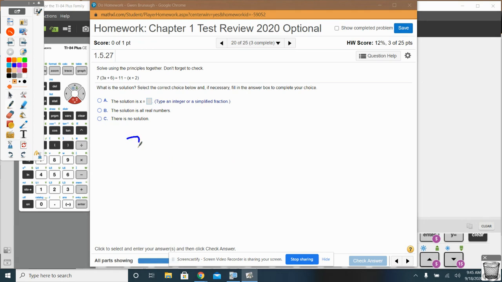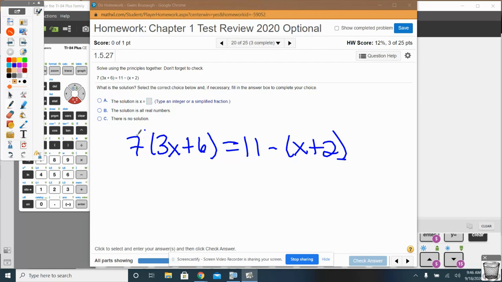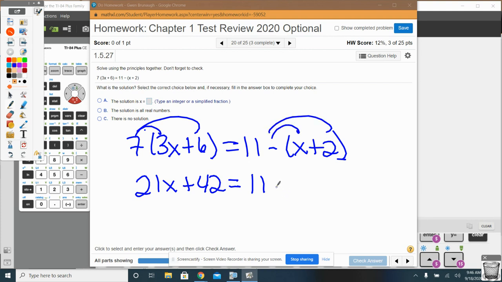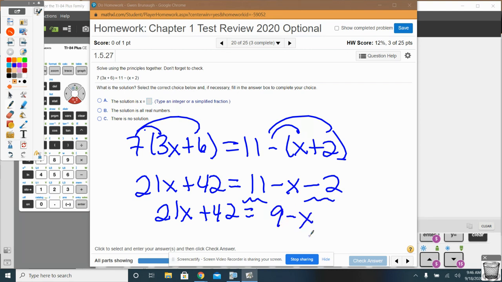Looking at this one, we will have to do a little bit more math on this one. There's some distributing and such. Definitely distribute here. So this will be 21x plus 42. A lot of you will mess this up. Subtract both pieces. So distribute the -1, which is a negative x, and a -2. So that's 21x plus 42 equals, the 11 goes with the -2. That's a 9 minus x. I'm going to go ahead and add x to both sides. So I have 22x plus 42 equals 9.